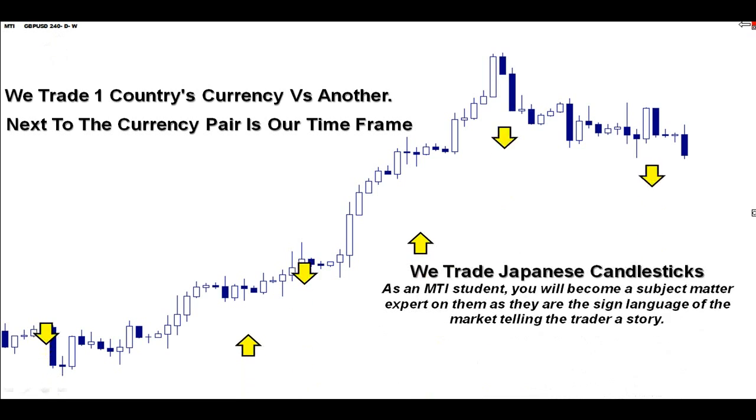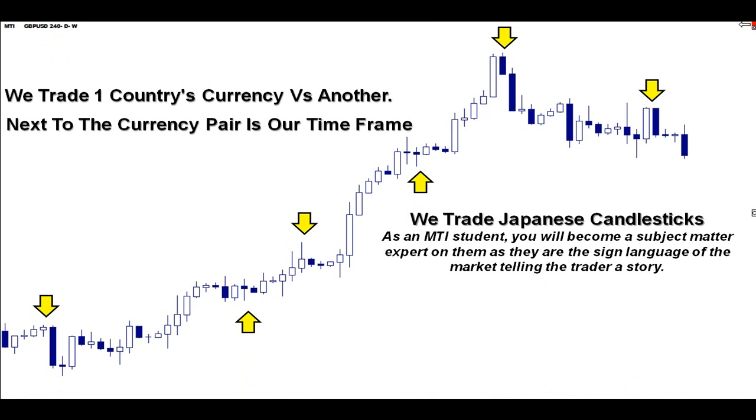All right. Now, the way this market works, is we actually teach people to trade using Japanese candlestick formations. Now, as an MTI student, you will become a subject matter expert on them, as they are the sign language of the market telling the trader a story. So they will formulate a story, if you will, where you'll be able to predict where the market's going, what you need to do, when you need to get in, and when you need to get out. Does that make sense? And that's what will allow you to capture as much profit as you can and take advantage of the market before it takes advantage of you.